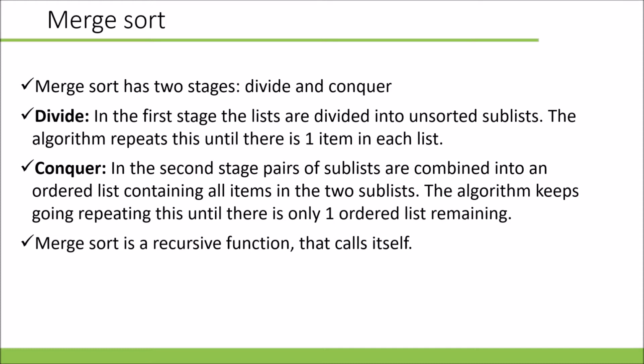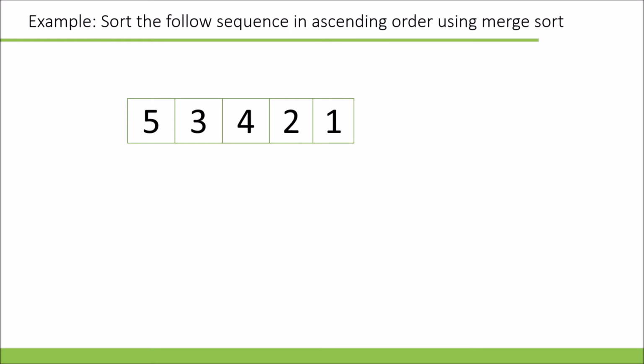In this stage, the pairs of sublists are combined into an ordered list containing all items in the two sublists. The algorithm keeps doing this until there's only one ordered list remaining. Merge sort is a recursive algorithm, which means that it calls itself. We're going to apply the merge sort algorithm to this sequence here.